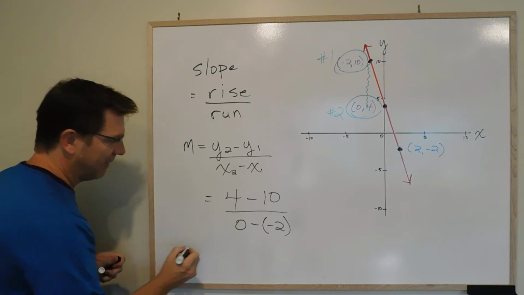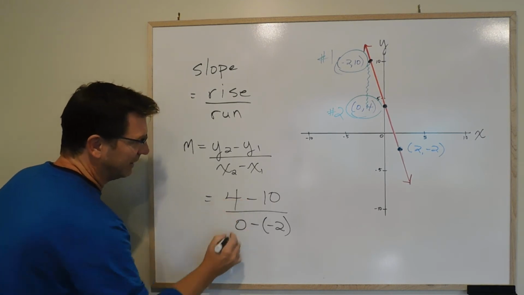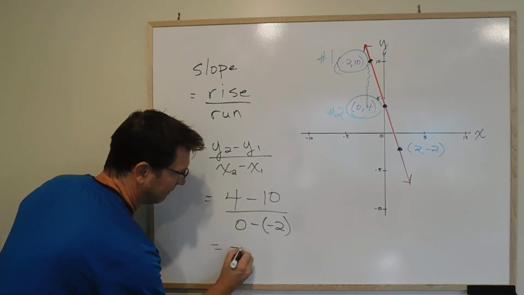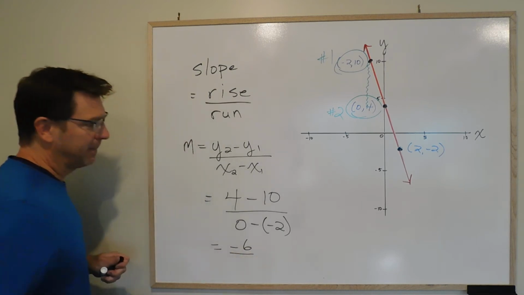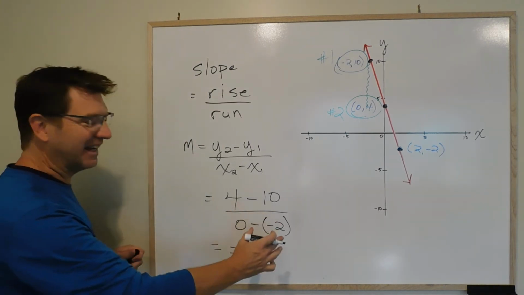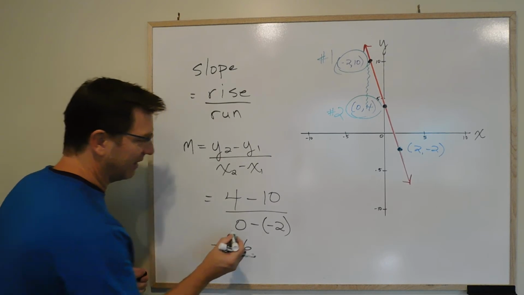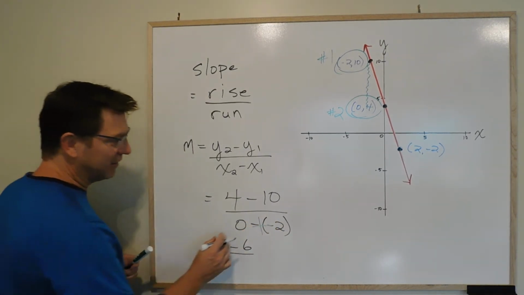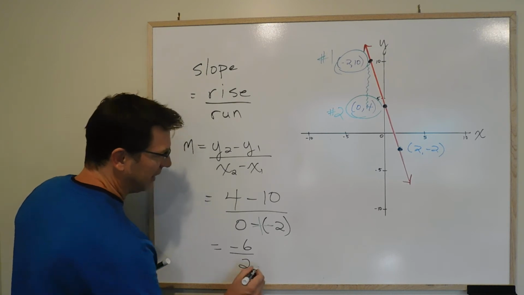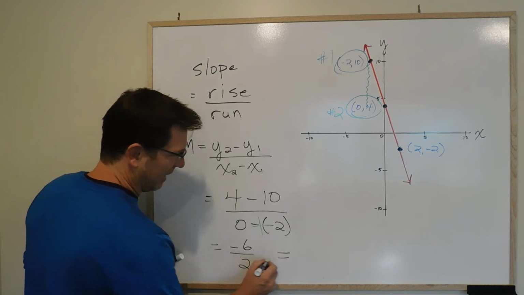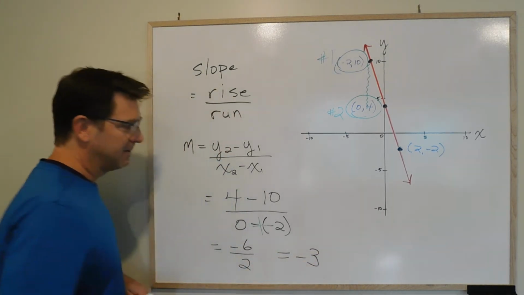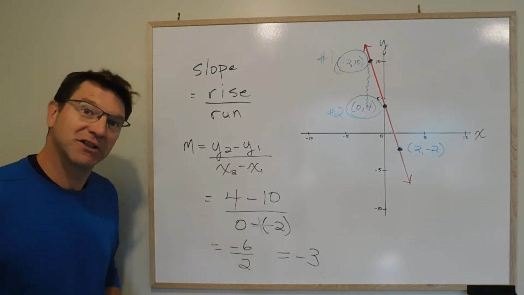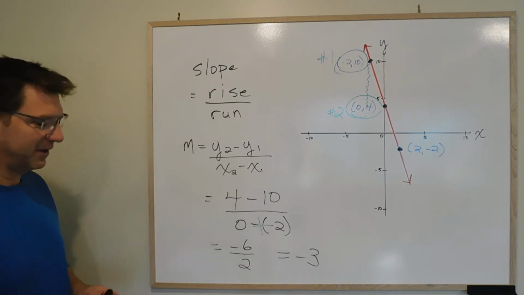Okay? And then we just do this here. 4 minus 10 is -6. And 0 minus -2, minus negative, we could replace that with just a big old plus sign, right? 2 negatives. 0 minus -2 is 2. And then we end up with -3. The slope could have been a fraction, and that's totally okay. But we end up with -3.